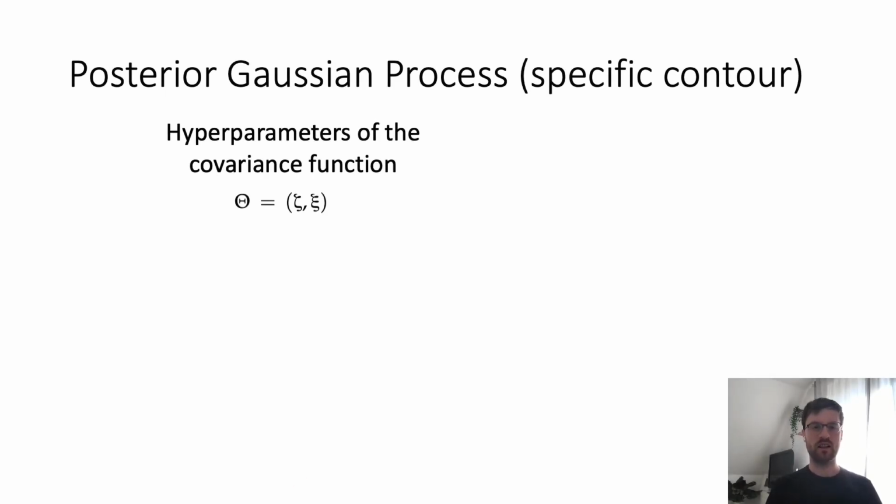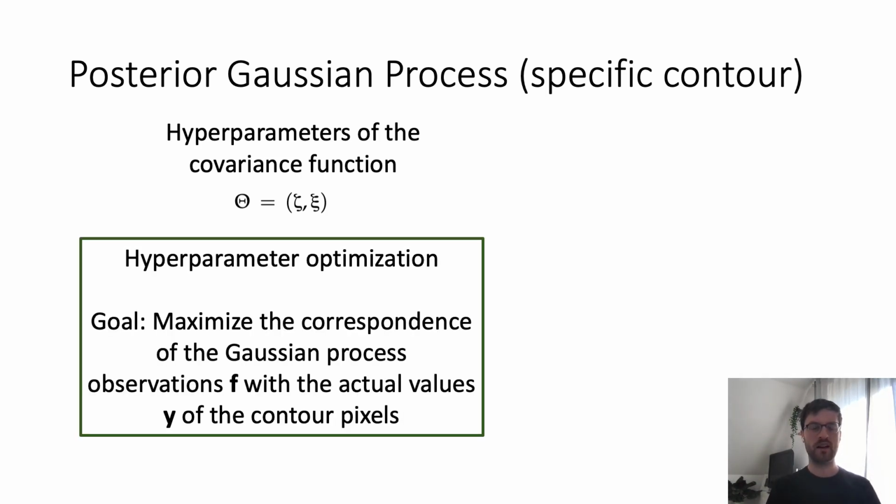This posterior Gaussian process, which is specific for a given contour, starts with these hyperparameters, and then the goal is to maximize the correspondence of the Gaussian process observations f with the actual values y of the contour pixels. For this purpose, the marginal likelihood is formulated and a Newton method is applied to optimize this problem. In consequence, the hyperparameters which maximize the correspondence are determined. They are annotated using max, and then these hyperparameters are put back into the formulation of the Gaussian process, and then extrapolations can be performed.